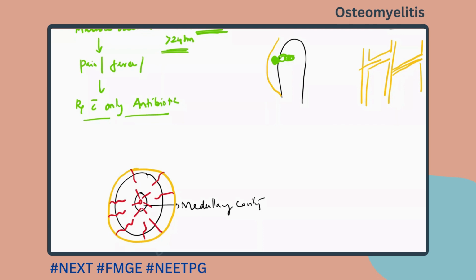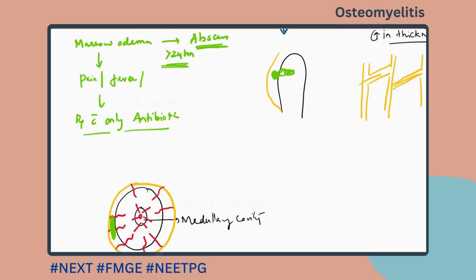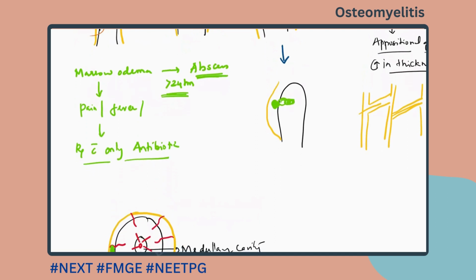Now just imagine an abscess is formed here and it has lifted off the periosteum. What happens to the blood supply to the bone? The blood supply gets cut off. Once blood supply gets cut off to an area, will the tissue be live or dead? Dead. This part of the bone where blood supply is cut off will become a dead bone.